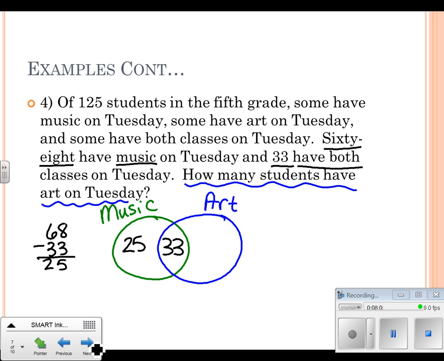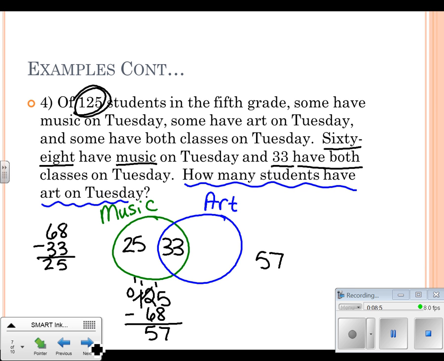Now one other thing we know is there's a total of 125 students. Well, if there's a total of 125 students, we right now have 68 total in our green circle. The whole total altogether is 125. So if we take away the 68, 125 minus the 68, then we borrow here. So we have 7. So that means 57 have art, or should be in the blue circle. So 57 should be the total in the blue.